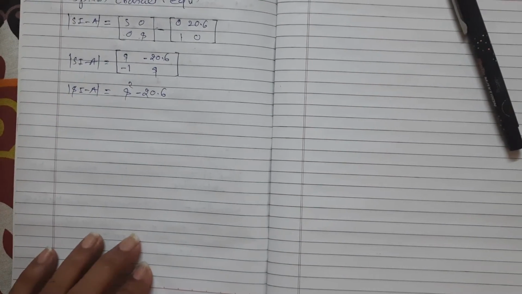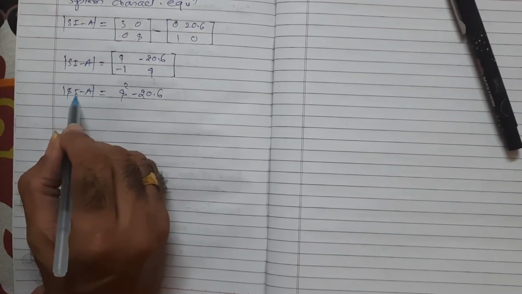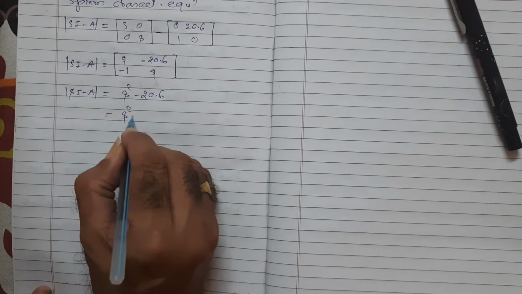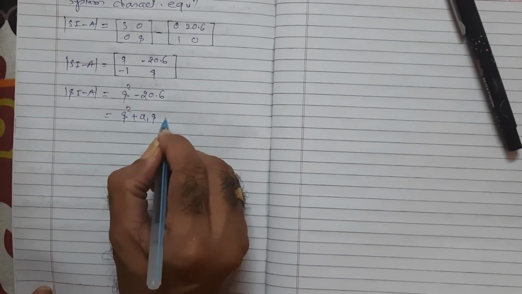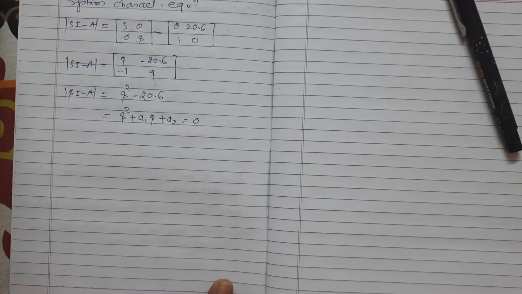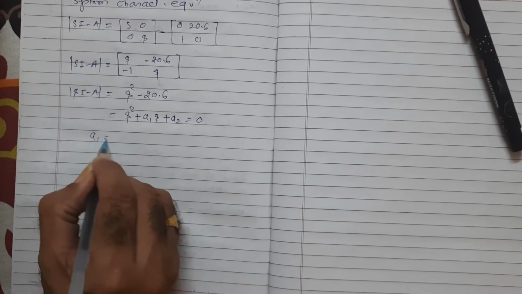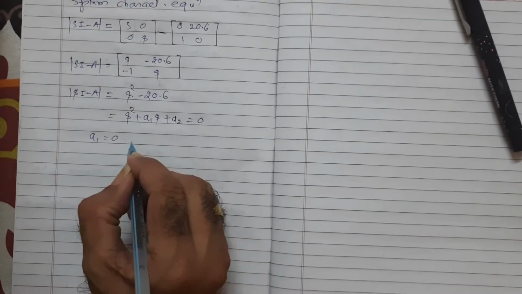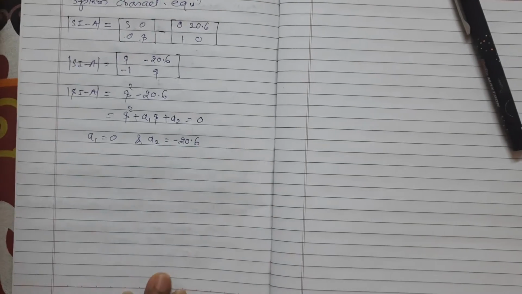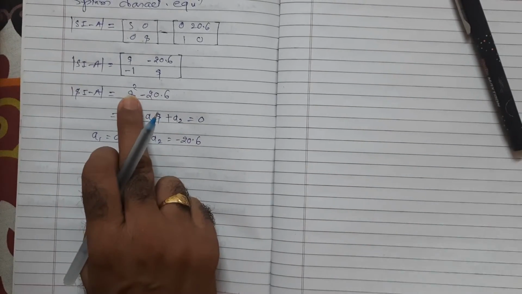Now see here, this equation, the determinant of sI minus A, we will equate with s square plus a1 into s plus a2, which is equal to 0. Now here the a1 into s term is absent, so a1 is equal to 0, and a2 is equal to minus 20.6.